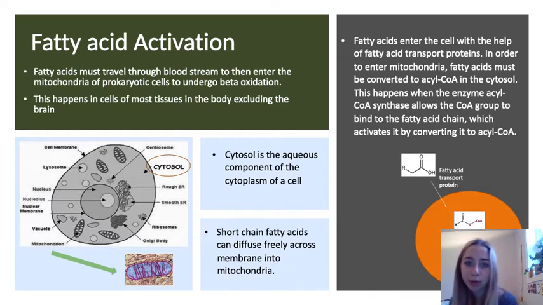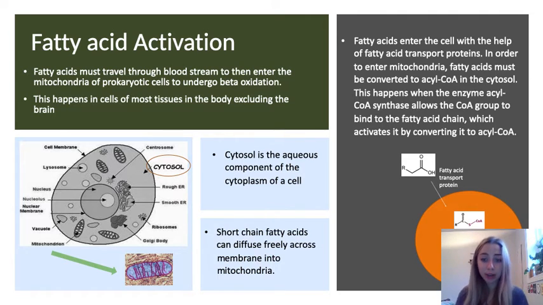So these transport proteins help it enter into the cytoplasm, and once it's in the cytoplasm, the cytosol, the fatty acid has to be activated. So it's activated by being converted into acetyl-CoA. This happens when the enzyme acetyl-CoA synthase allows the CoA group to bind to the fatty acid chain, which activates it by converting it to acetyl-CoA. So as you can see in my diagram, the acetyl-CoA is in the cytosol, but then it has to eventually enter the mitochondria. But it has to go through a process in order to do that.